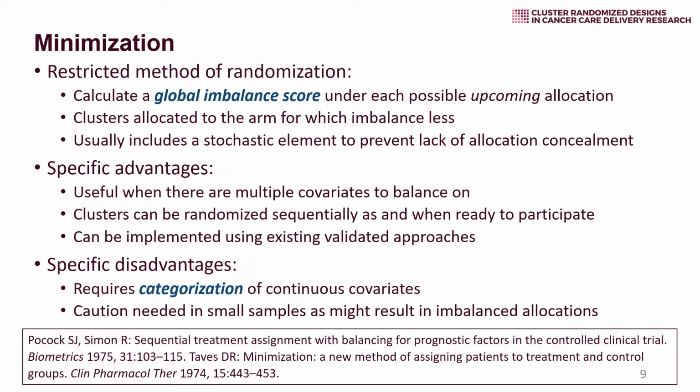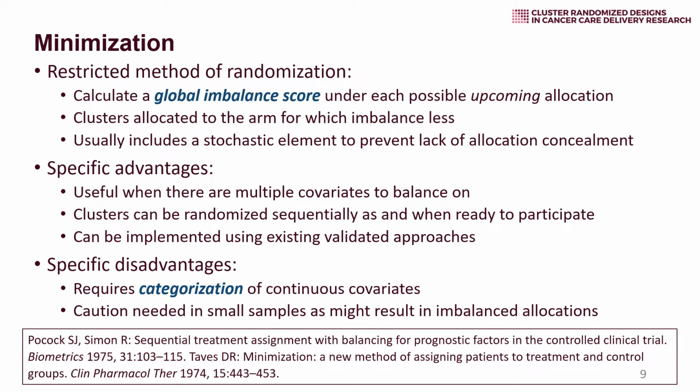Minimization is another restricted method of randomization. This calculates what we might call a global imbalance score for each possible upcoming allocation. And then clusters are allocated to the arm for which the imbalance is less. And we usually include a stochastic element to prevent total lack of allocation concealment.